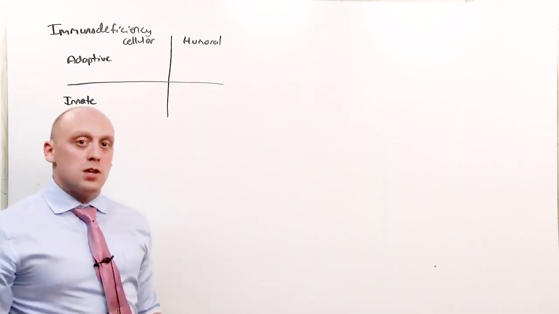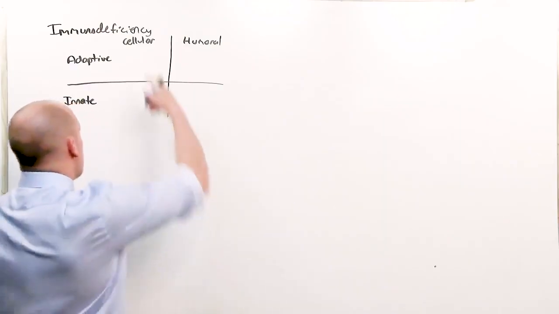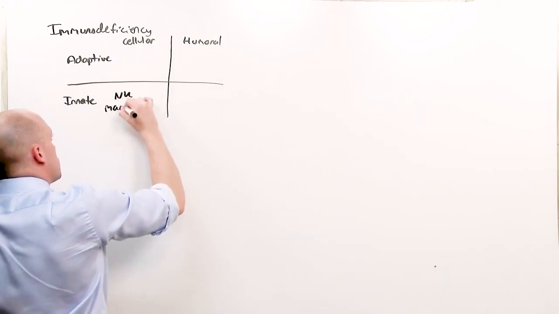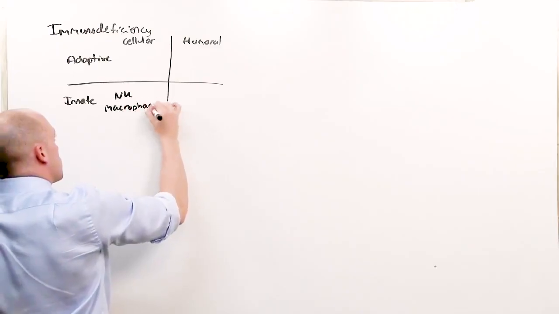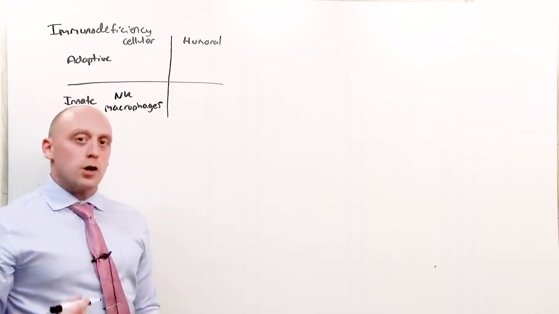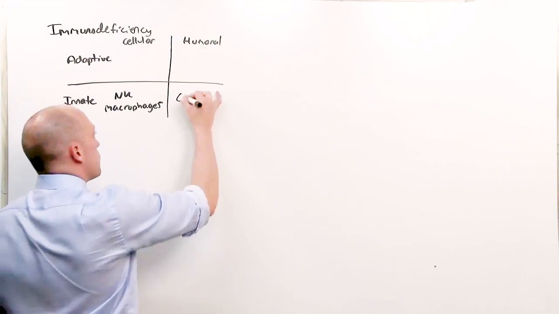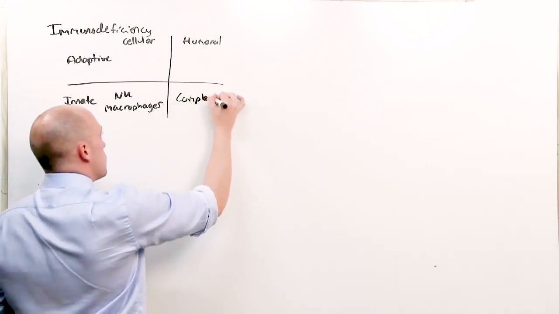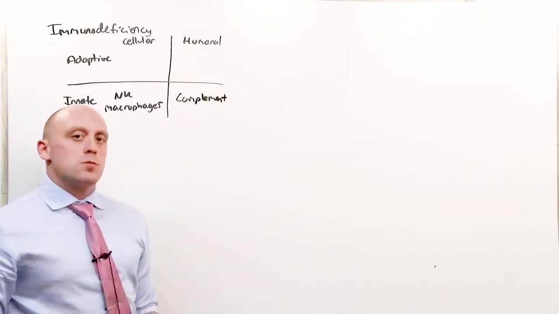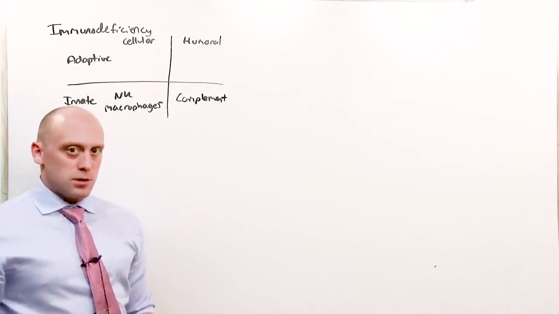What you're going to see in the way of cells in the innate immune system are going to be the NKs and the macrophages. They just eat stuff and present antigens. The innate humoral defenses are going to be complement. The adaptive immune system is going to be comprised of T cells and B cells.